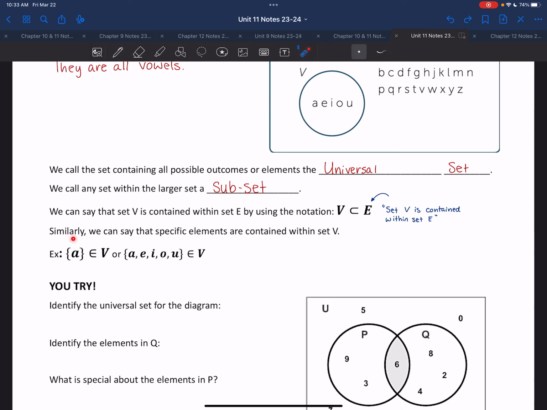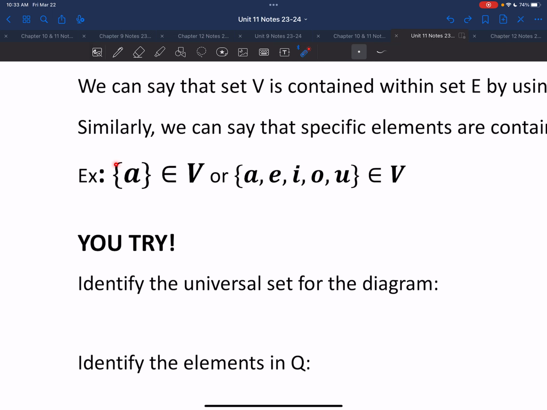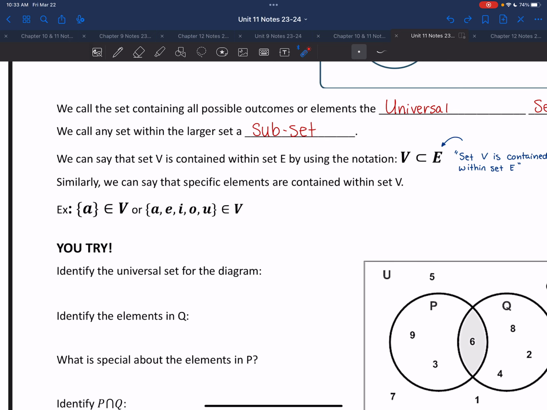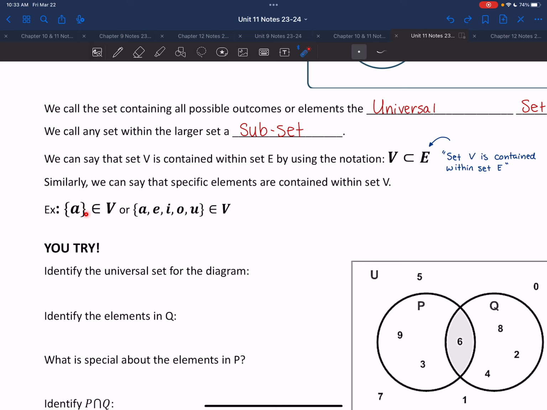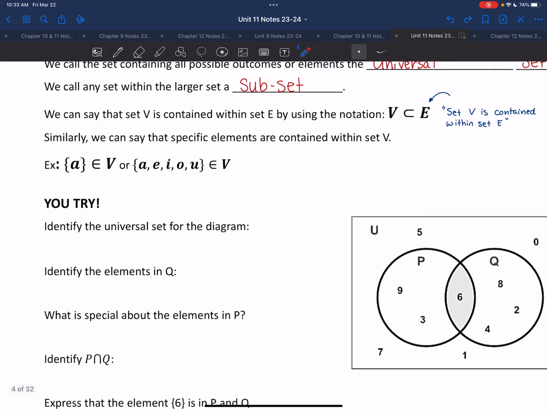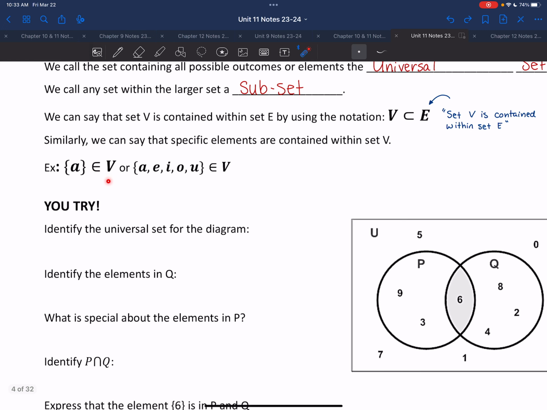Now it says, similarly, we can say that specific elements are contained within set V. Remember, we always show elements using these brackets. So element A is an element within set V. Or you could also say A, E, I, O, and U are elements within V. And we use this symbol right here. It looks kind of similar to that C, except it looks like an E. So it's saying this is an element within V.